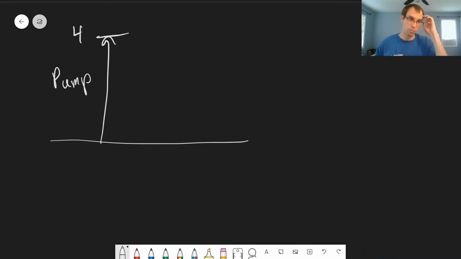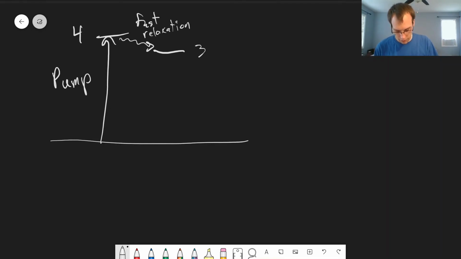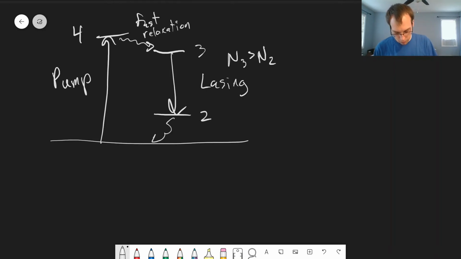So in the 4-state system, we're still going to have some sort of pump process here. This can either be done with light or with electricity, or there are different ways of doing this. And again, we rely on a fast relaxation here. We'll call this state 3. And then we have another state 2 here. This is where our lasing occurs, because we want N3 greater than N2. And then we also have another fast relaxation process here.